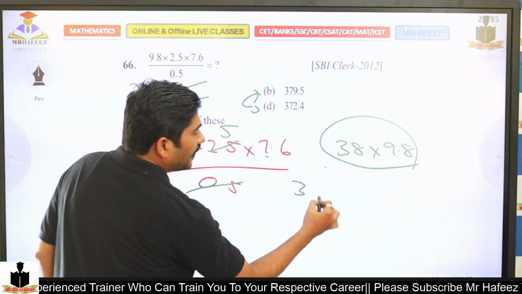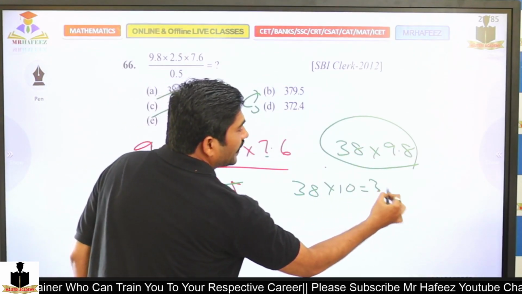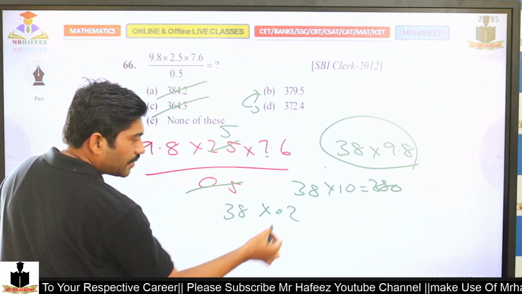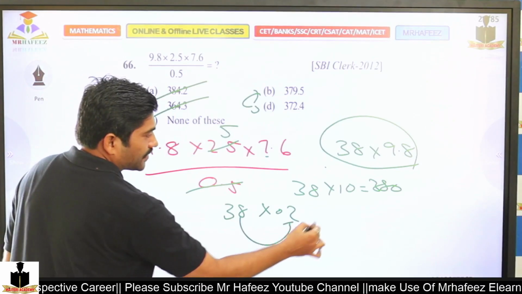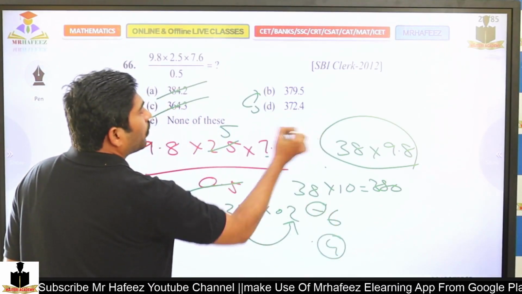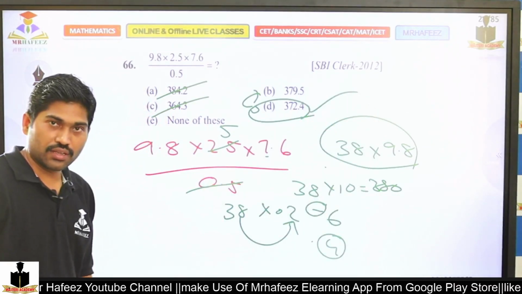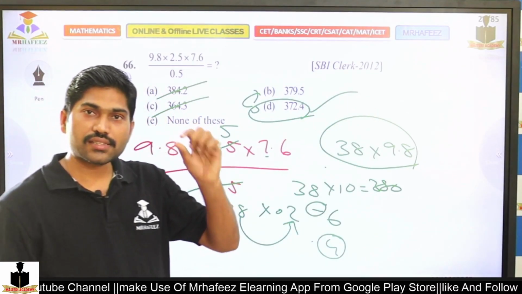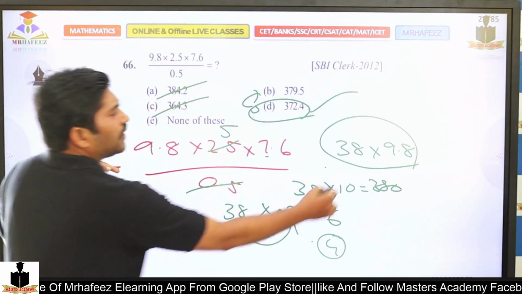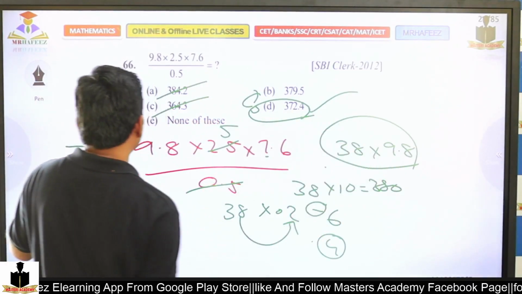So 38 into 10 will be 380, but that is lesser by 0.2. So lesser by 0.2 means 8 2 times 6. If it is 6 lesser, then there should be a 0.4. 0.4 is the answer. Answer over. So 10 minus 6 is a 4. So 4 should be present in a unit digit. Or 8 8s are last 4.